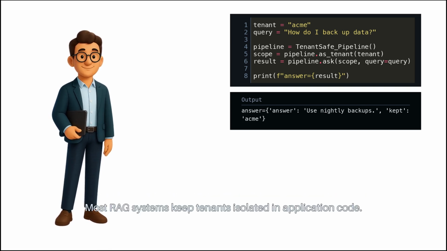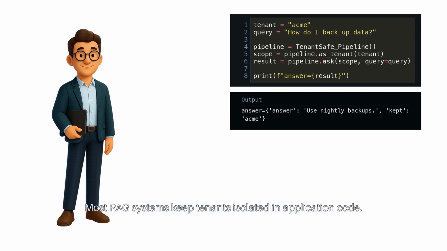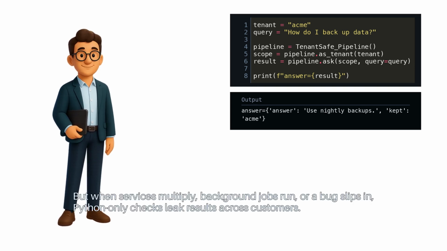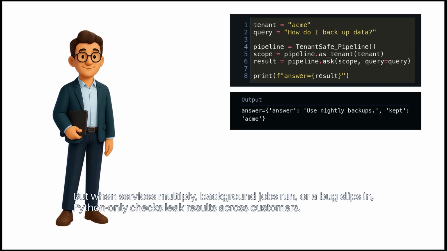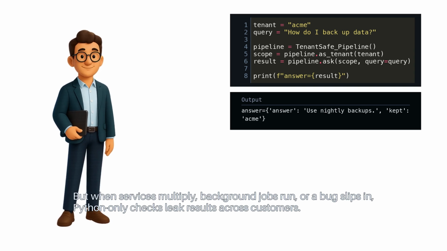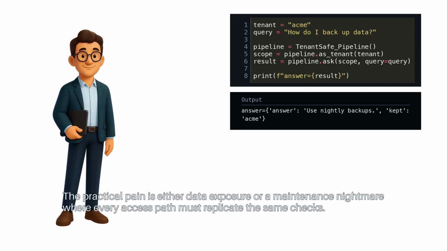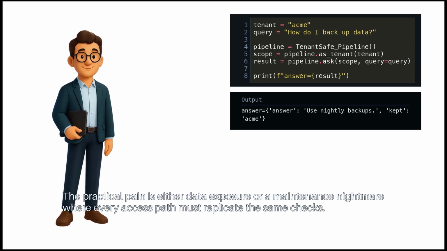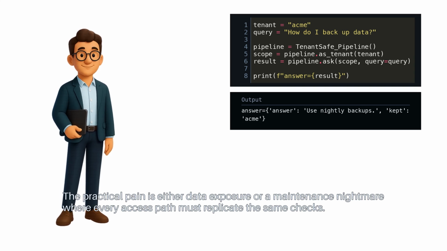Most RAG systems keep tenants isolated in application code. That feels fine at small scale. But when services multiply, background jobs run, or a bug slips in, Python-only checks leak results across customers. The practical pain is either data exposure or a maintenance nightmare where every access path must replicate the same checks.